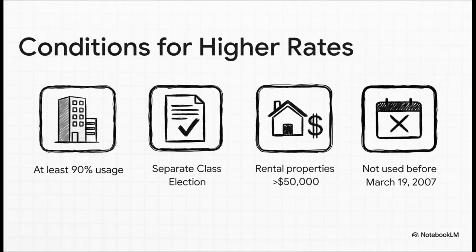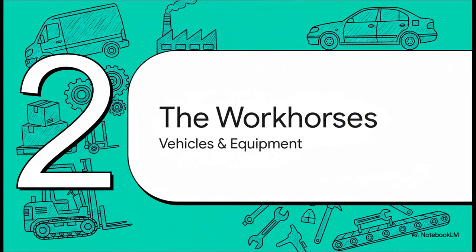Now, of course, to get access to these higher rates, there are a few key rules you have to follow. First, the building must be almost exclusively used for that specific purpose. That's the 90% rule. Second, and this is absolutely critical, a business has to formally elect to put the building in its own separate CCA class. This is so its value isn't diluted in a pool with other 4% buildings. Oh, and a quick note for real estate investors, any single rental property that costs more than $50,000 also needs its own separate class.